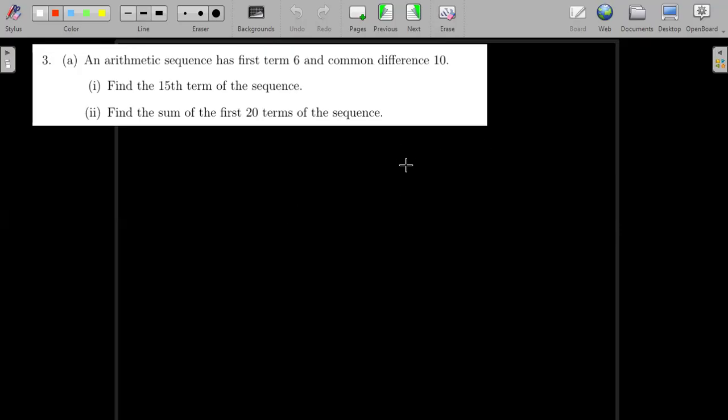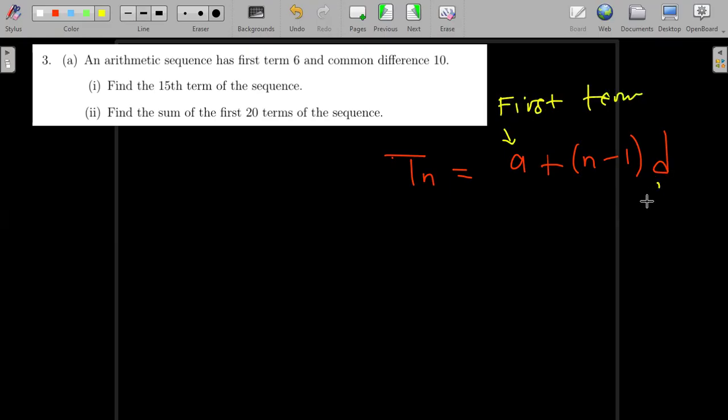If you want to find the nth term of an arithmetic sequence, you use the formula Tn. The nth term of that arithmetic sequence is given by a plus (n minus 1) multiplied by d. This a here is the first term, and d is the common difference.